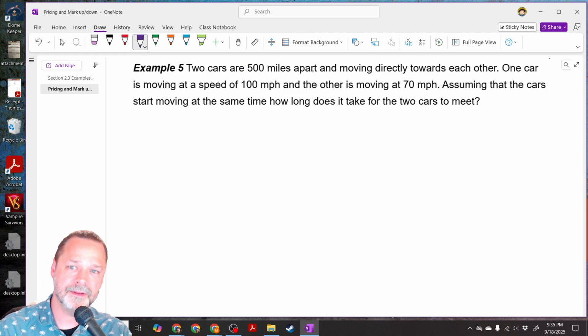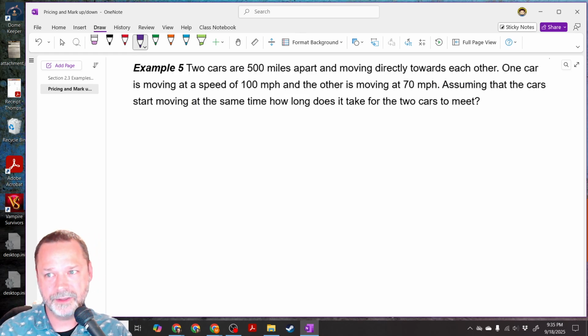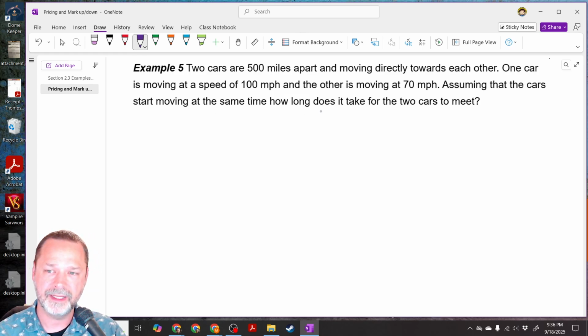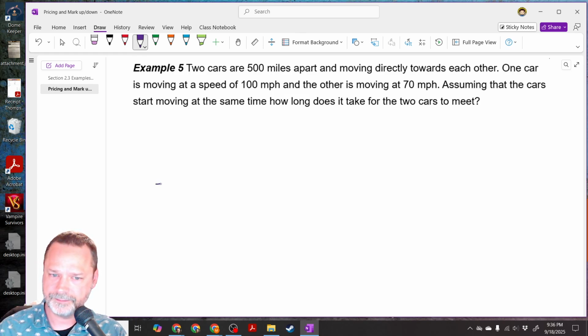Two cars are 500 miles apart and moving directly towards each other. One car is moving at a speed of 100 miles per hour. The other is moving at 70 miles per hour. Assuming that the cars start moving at the same time, how long does it take for the two cars to meet? Okay, very good. So let's go ahead and start diagramming this out.